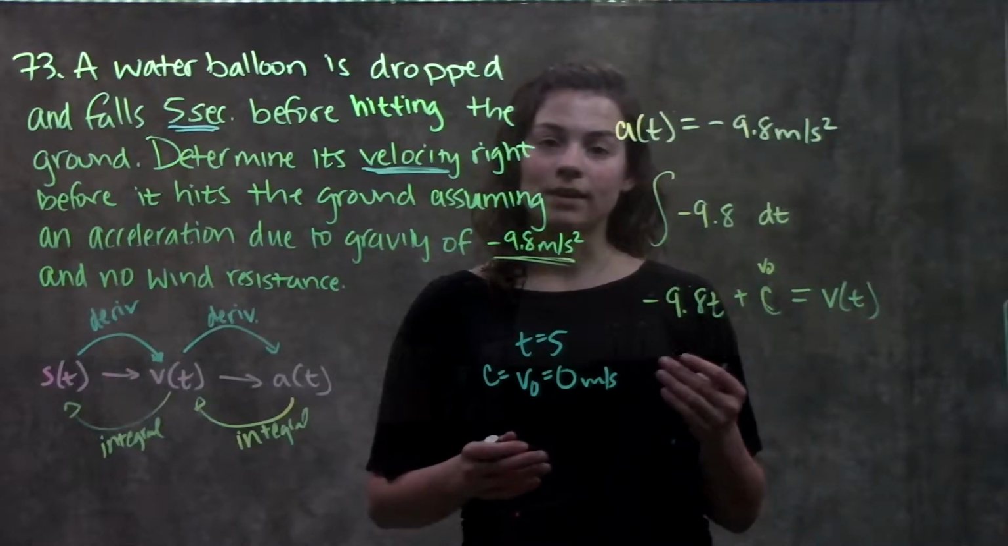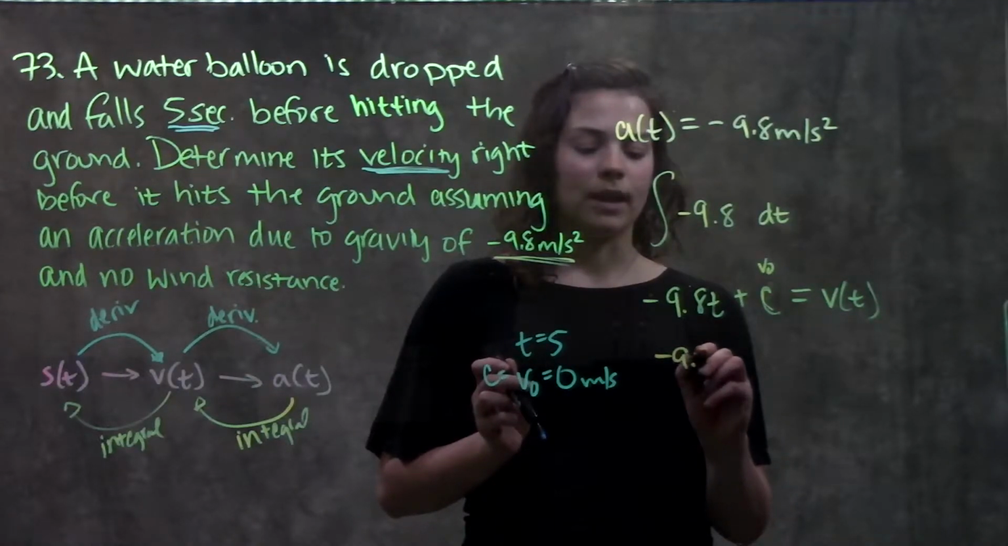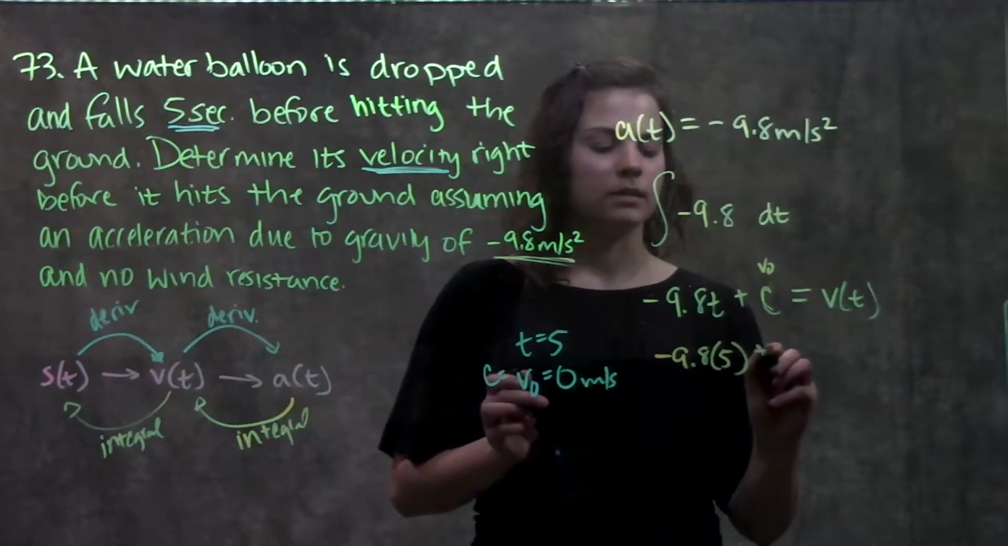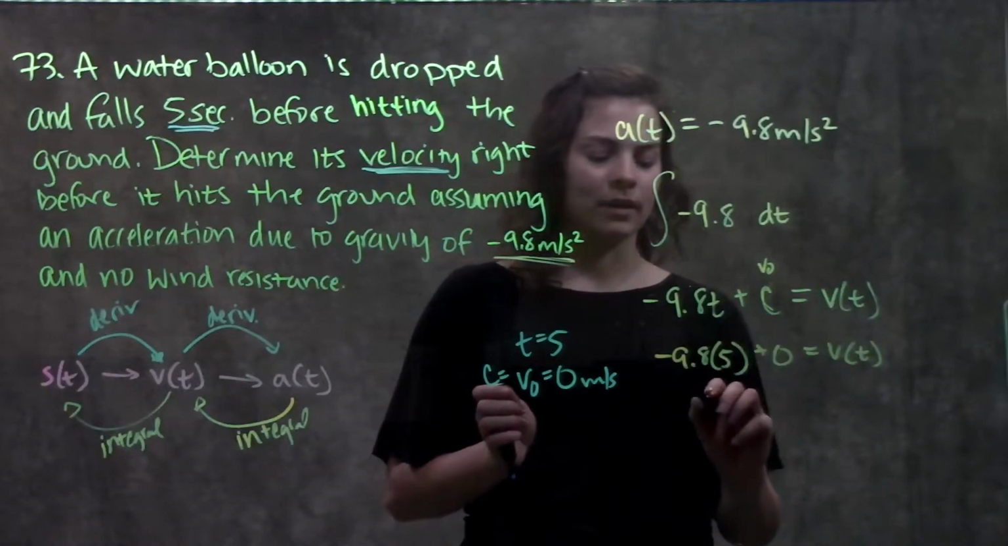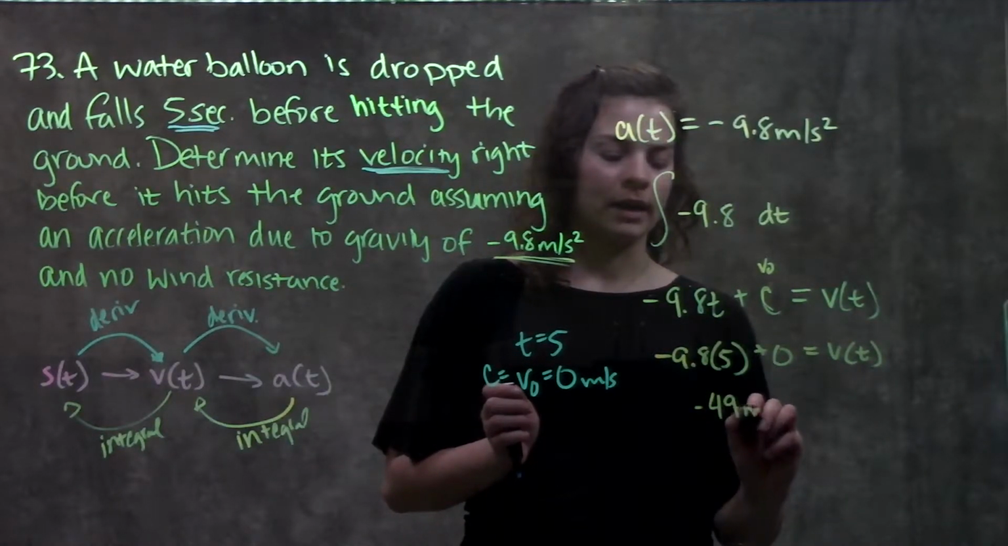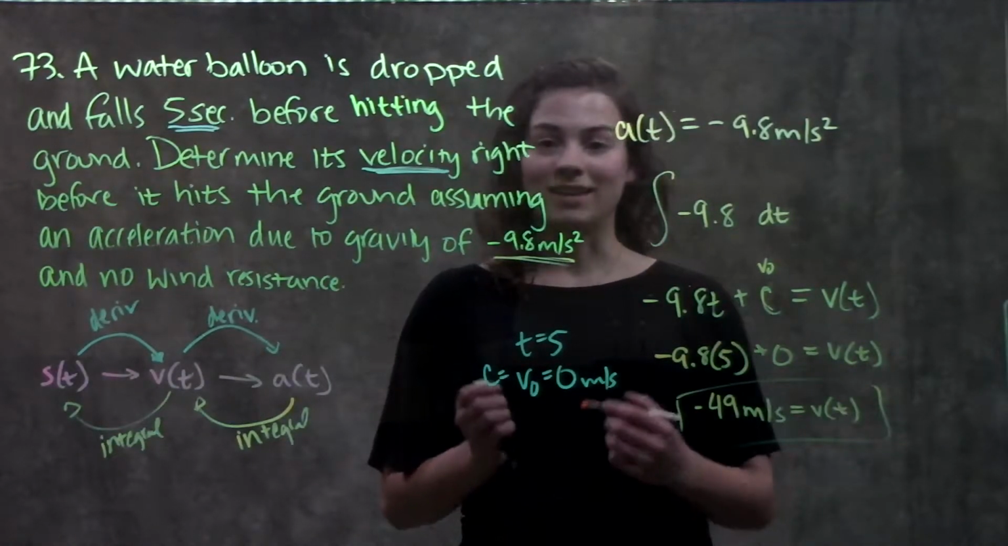So we can just plug these values in and solve for our v of t. So I have negative 9.8 times 5 seconds plus 0 equals v of t. Multiply all this together, and you get negative 49 meters per second equals v of t. And that's it for this problem.